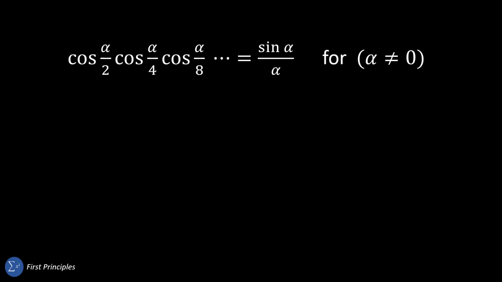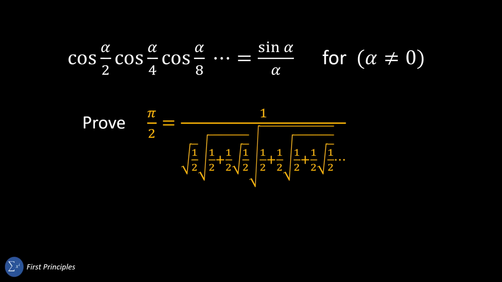In the previous videos, we proved this identity for multiplications of cosine half angles, which we showed is equal to sine of alpha divided by alpha. Now I want to use this identity to prove this formula for pi over 2. This formula is sometimes called Vieta's formula after 16th century French mathematician François Vieta.